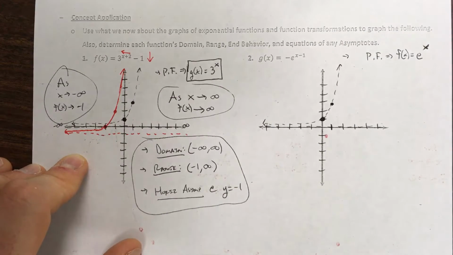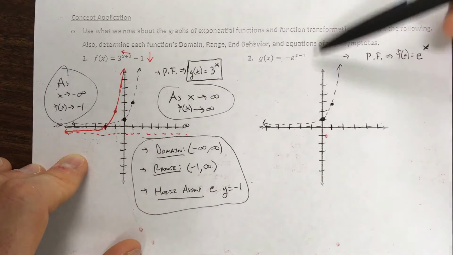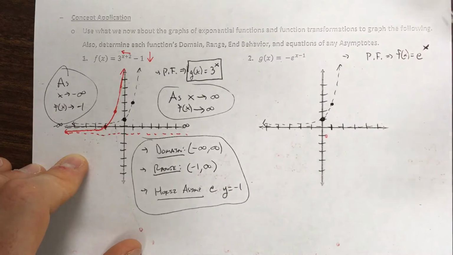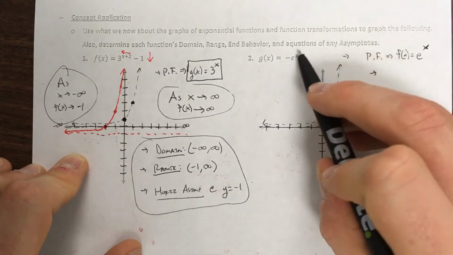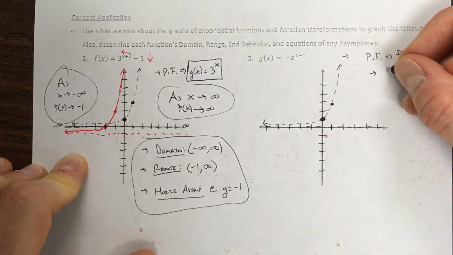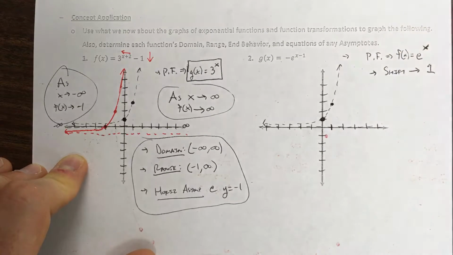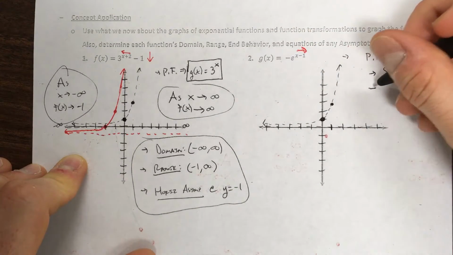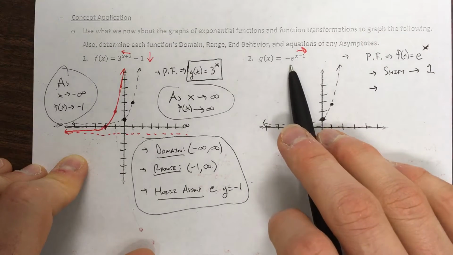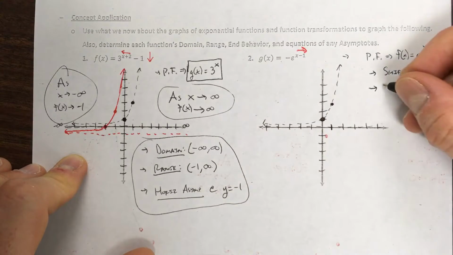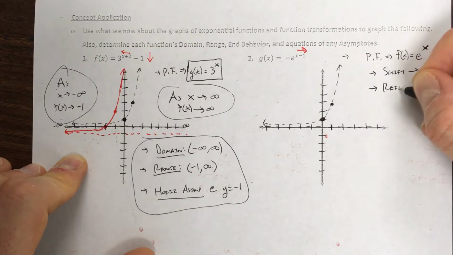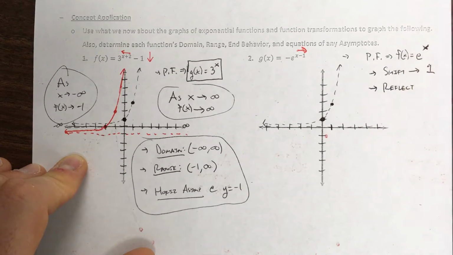Now, what's happening to the transformation? What transformations are we applying here? Well, to start, because of the -1 with the x here, we are going to shift to the right one. So this tells us to shift right. And because we're multiplying our parent function by a negative value, we're going to reflect. Now, we have to be careful with our reflections here in a second.